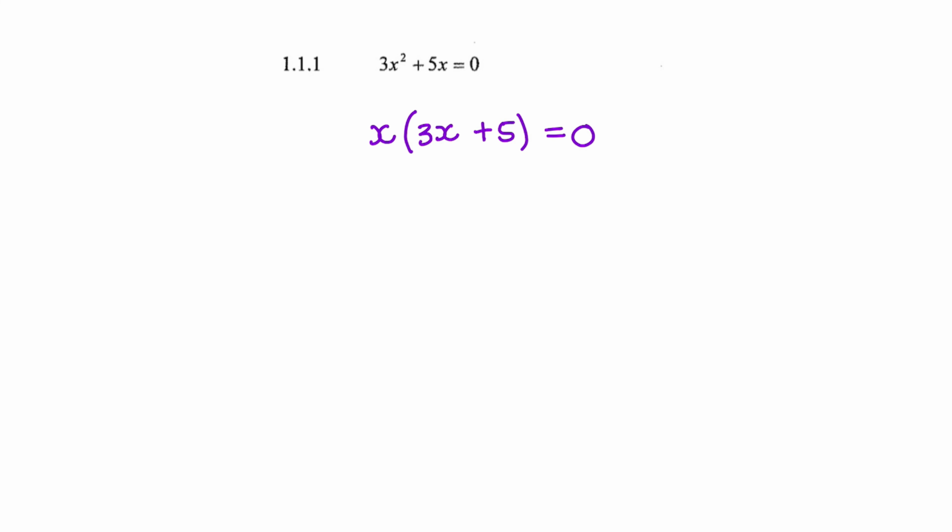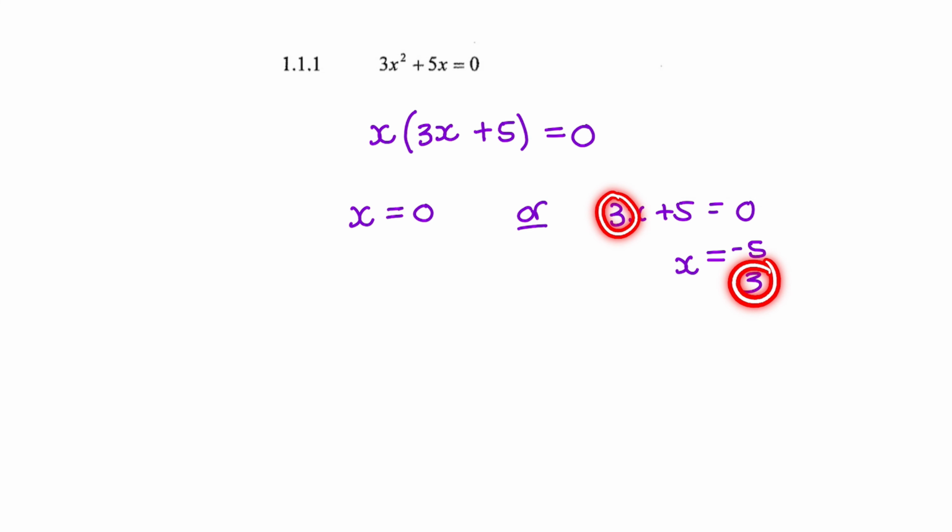Now I use the zero factor rule where I set every factor equal to 0. So my solutions for x are x is equal to 0, or 3x plus 5 is equal to 0. And when I solve for x now, I have x is equal to negative 5 over 3, because I take the 5 to the right hand side and then I divide by 3.